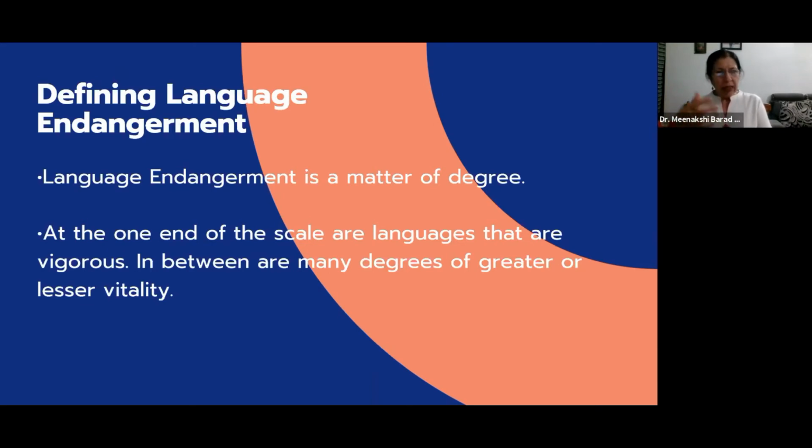Take, for example, I'll again come to our regional language here, Telugu. It is seemingly a robust language. But it still exists under the shadow of a more dominant language, that is English. Like I just gave you that example about bathroom and things like that. On the other end, you have languages that are on the verge of extinction. And in between, of course, there are many degrees of greater or lesser vitality.